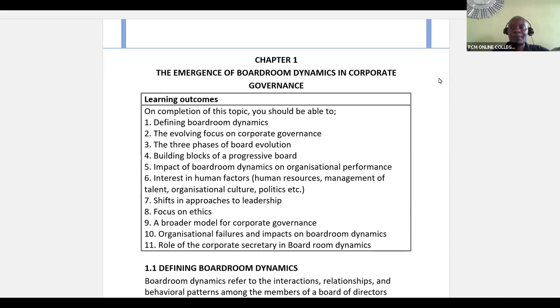So we are looking at corporations, and specifically the role of the CS, the certified secretary, in ensuring that boardrooms contribute positively to the development and the success of organizations. That is what we are doing here.